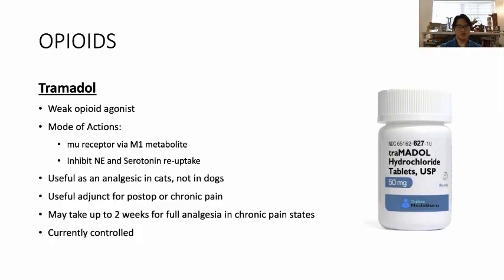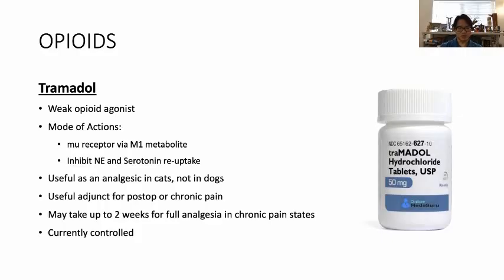In general, tramadol is useful as an analgesic in cats, not so much in dogs, especially when treating osteoarthritic pain. There are at least 2 studies that have found that adding tramadol on top of an NSAID does not provide additional analgesia for dogs with arthritis. Given that reason, a lot of veterinarians no longer prescribe tramadol for treating arthritis.